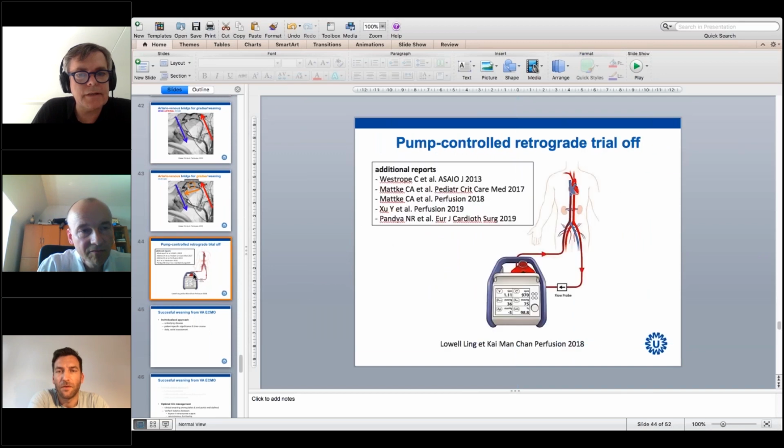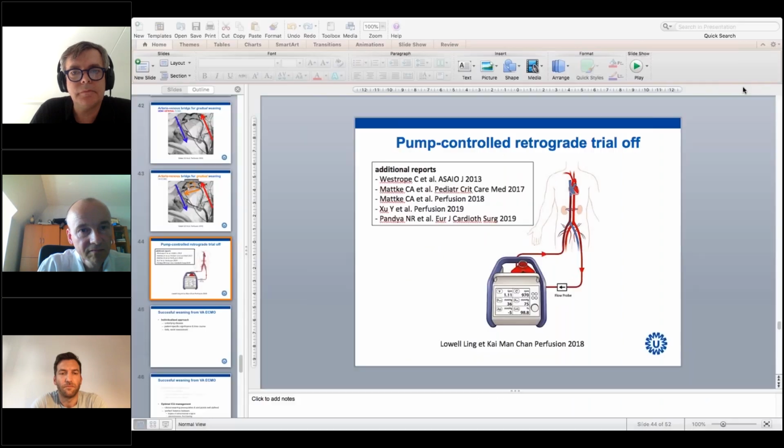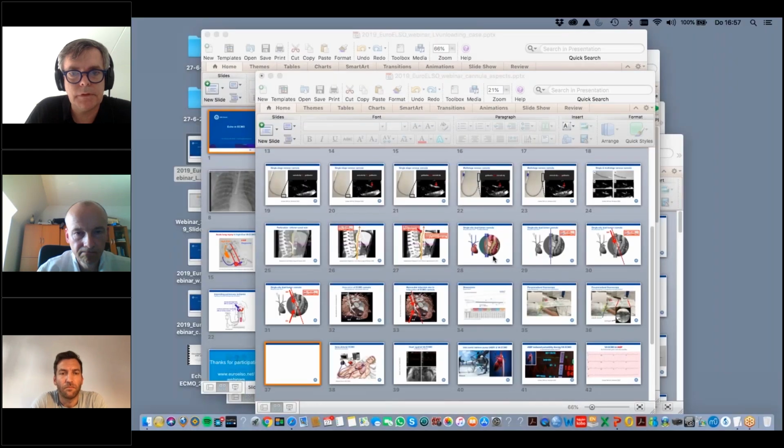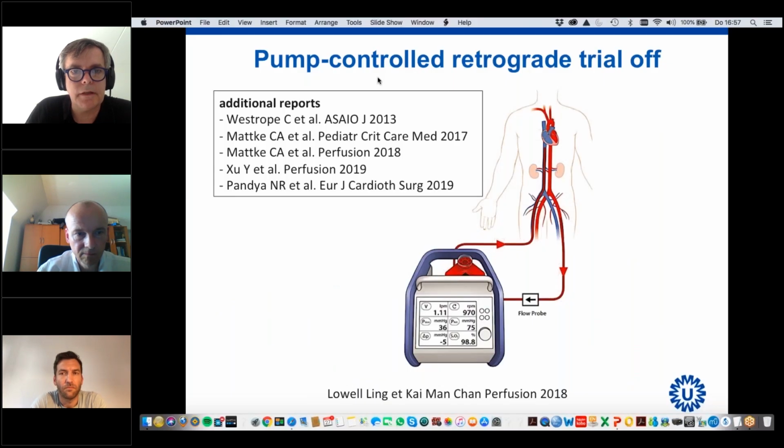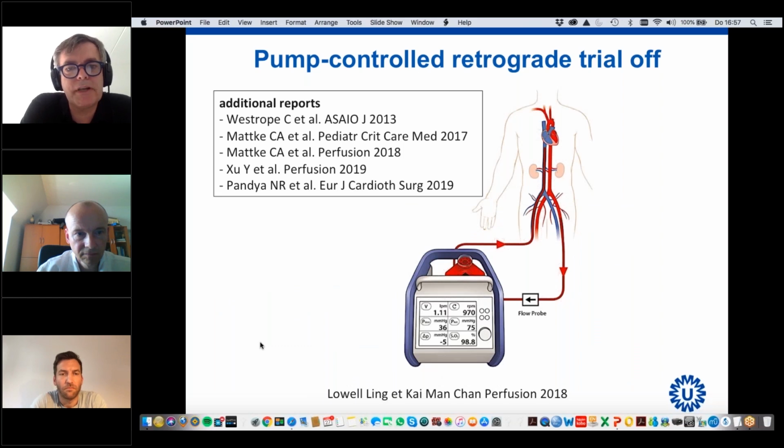I think interesting in this context, if I may add, I don't know if my screen is visible now, is what has been proposed in some papers. Can we switch to my screen again? Just a second. It's this one. Can you see it? Yes. It's the pump controlled retrograde trial off.